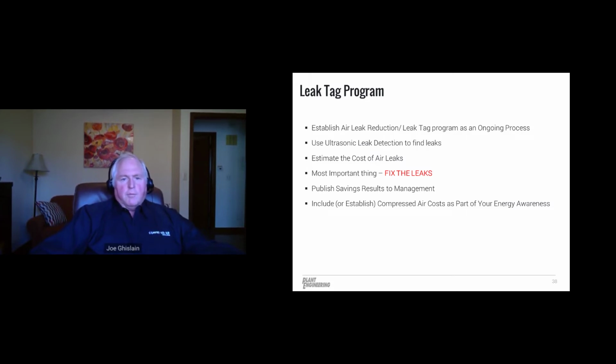So the leak tag program: you establish a leak reduction tag program as an ongoing process. Again, you're going to do this on a periodic basis, and it really depends on how big your system is, what the cost of air leaks is, and what the cost justification for doing the program is. Then you're going to want to use ultrasonic leak detection to find the leaks. You're going to estimate the cost of those leaks, and most importantly, you're going to fix the leaks.